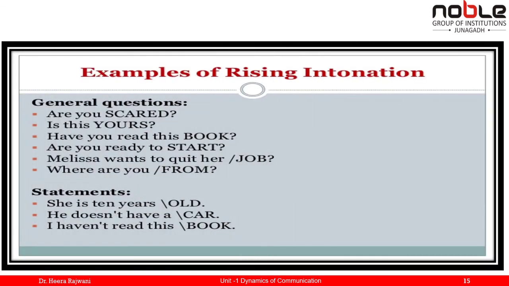After pitch and intonation, let us see some examples of rising intonation. Normally in general questions, we use a rising tone, rising intonation. Are you scared? Is this yours? Have you read this book? Are you ready to start? Melissa wants to quit her job? Where are you from? So these are rising tones.